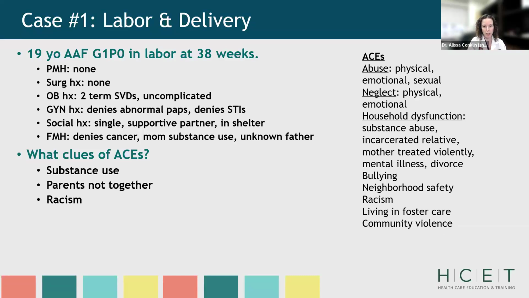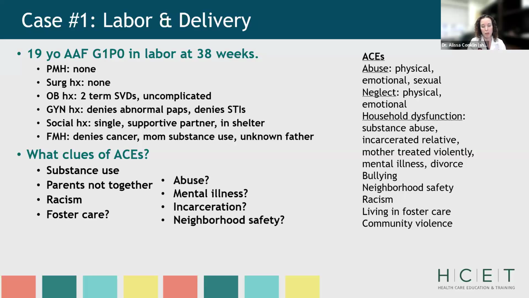Keep in mind, you've got that list of ACEs there on the right. But as with most people, we simply do not know what other ACEs she may have experienced. Was she ever in foster care? Any history of abuse? Her mother struggles with substance use. Is that related to underlying mental illness as a form of self-treatment? Has anyone in her family been incarcerated? What about neighborhood safety? Without her sharing this information with us voluntarily, we just wouldn't know.